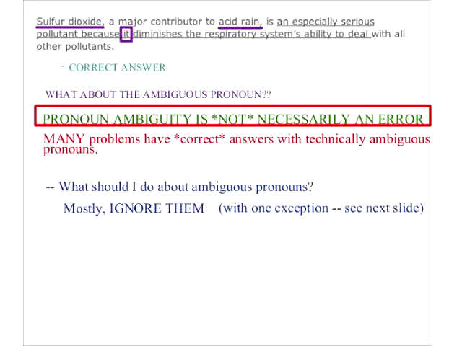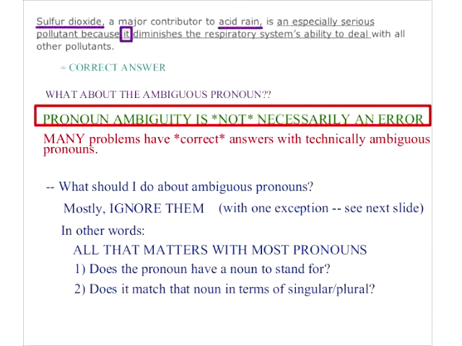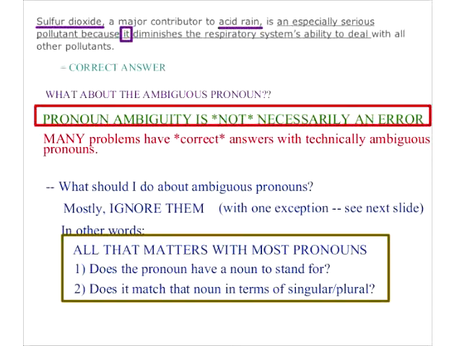So in other words, here's all that matters with pronouns. Number one, does the pronoun have a noun to stand for? And if so, does it match that noun in terms of singular and plural? As long as these two things are satisfied, we frankly do not really care if the pronoun is ambiguous.